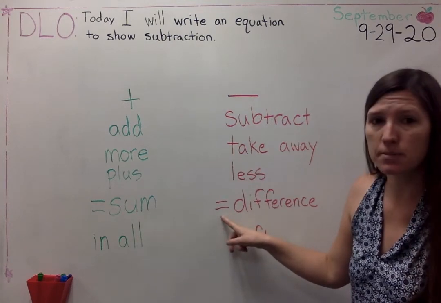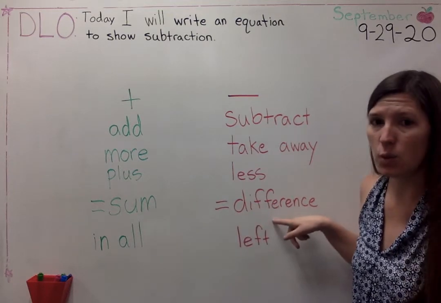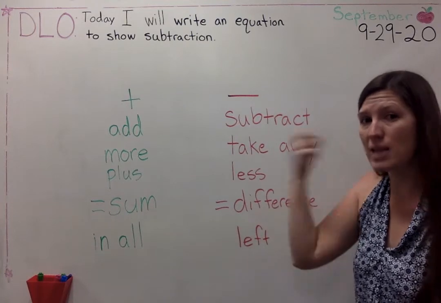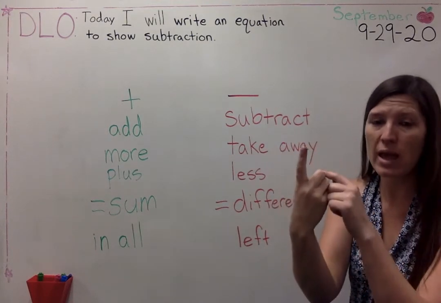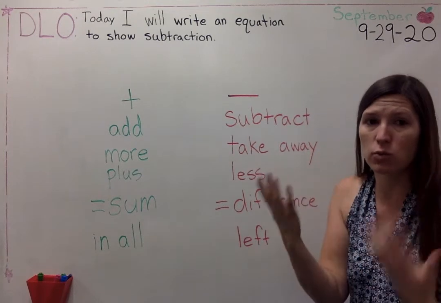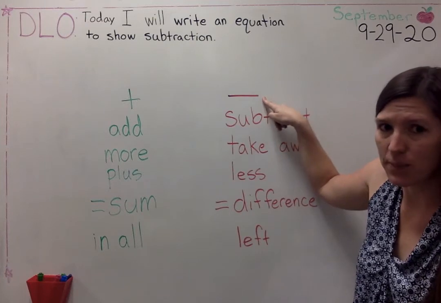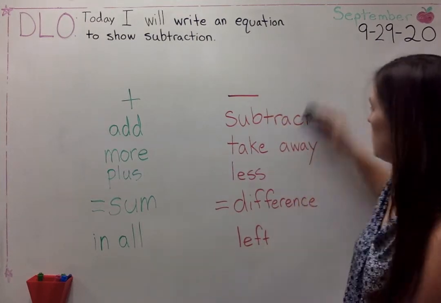When you subtract with a pirate, you'll find the difference. Say equals difference. The difference is what is left, because when we're subtracting, we take away. So if I've got two fingers and I take one away, how many are left? The remaining quantity. Okay, say minus. Subtract. That's what we're going to work on today. So erase, erase, erase.